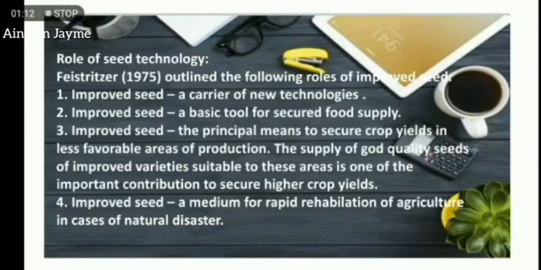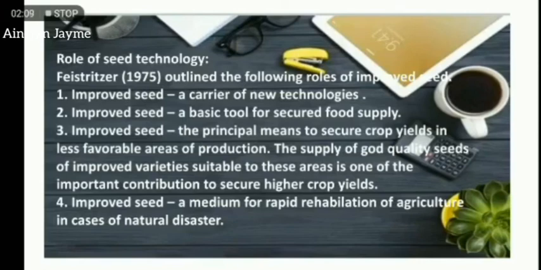Number 3, the principal means to secure crop yields in less favorable areas of production. The supply of good quality seeds of improved varieties suitable to these areas is one of the important contributions to secure higher crop yields. Number 4, improved seed, a medium for rapid rehabilitation of agriculture in cases of natural disaster.